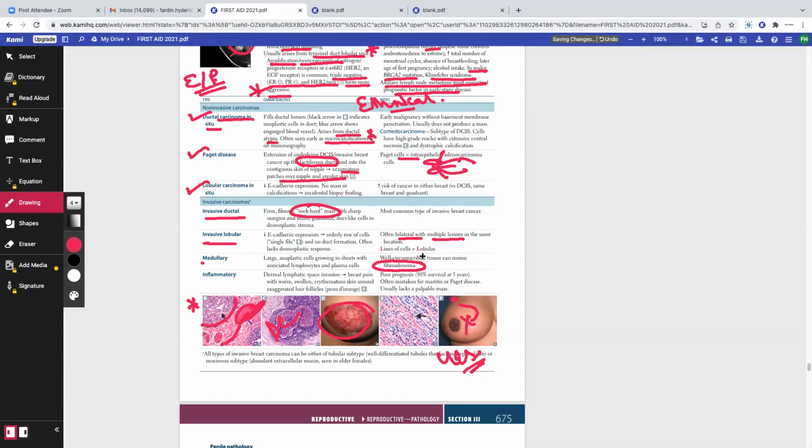Now, another very high yield thing, when a patient comes to us with fibroadenoma or fibrocystic changes, do we tell the patient it's benign, yes or no?